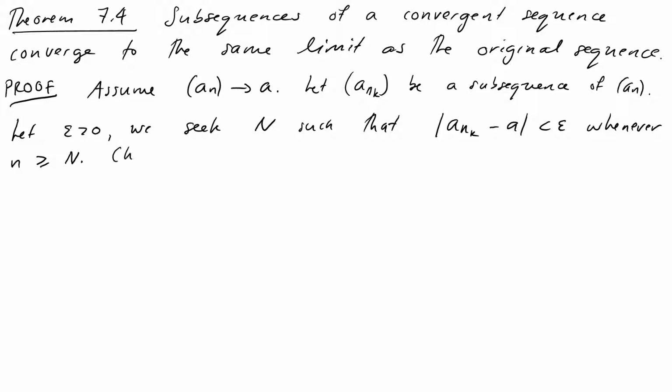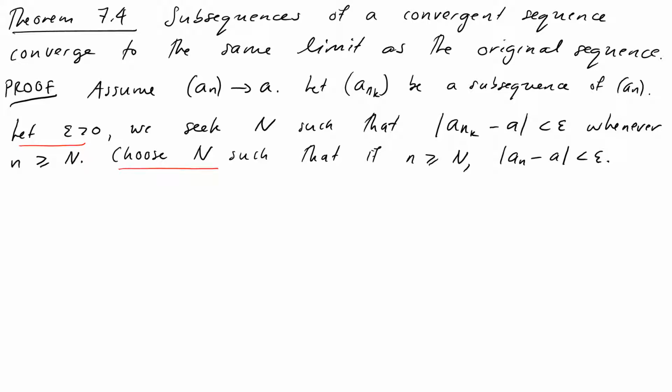So choose N. Whenever I say choose, it's because some property of something is guaranteed that this exists. So choose N such that if little n is greater than or equal to it, the absolute value of the original sequence minus A is less than epsilon. Remember epsilon has been fixed. We have a choice of N, and we're using the convergence of a_n to choose a specific N, and that's the property this particular N has. And now we need to demonstrate that our choice of N will make a_{n_k} minus A also be less than epsilon.